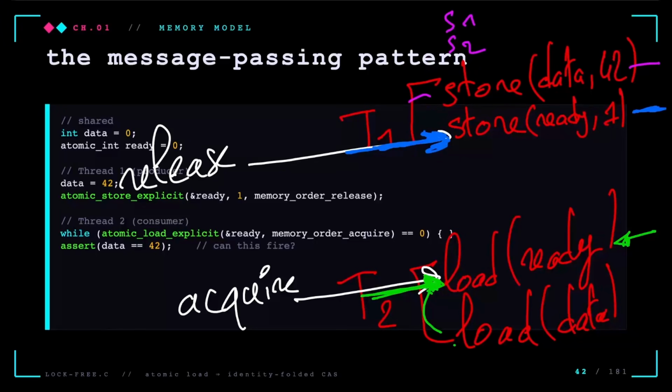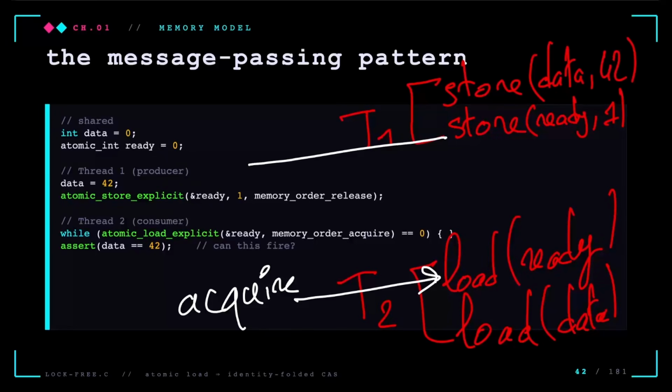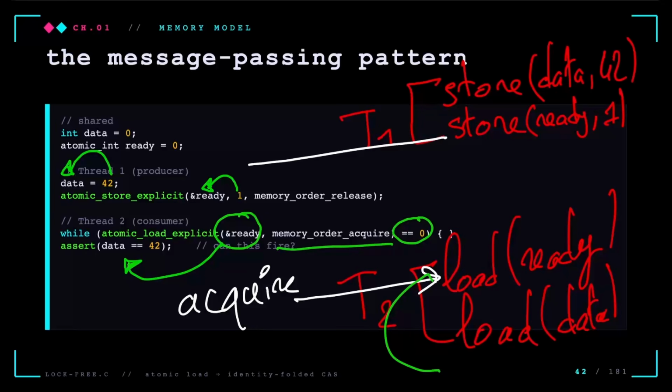And essentially what this gives us is a synchronization point. So the idea is that by the time ready is set to 1, we know for a fact that data is set to 42, which means that by the time ready is observed to be 1 in thread number 2, data is guaranteed to be equal to 42 as well. And of course, here it guarantees the right order of reading things as well. That's why we have to use memory order acquire, because if you read data before ready, then it defeats the purpose.